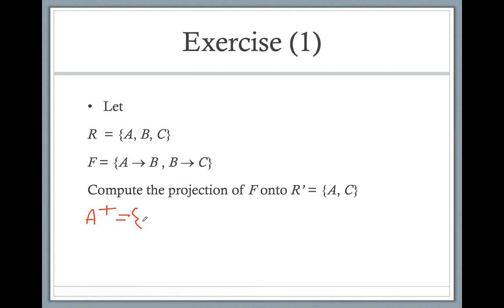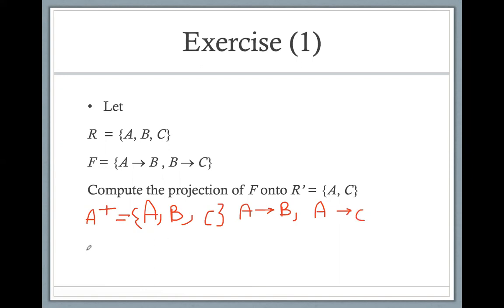Okay, so I have the closure of A, which is what? A and B. And since B determines C, I get also C. Okay, good. So what are the functional dependencies I can infer from this closure? I can infer that A determines B. Non-trivial ones, yeah: A determines B, and also A determines C.